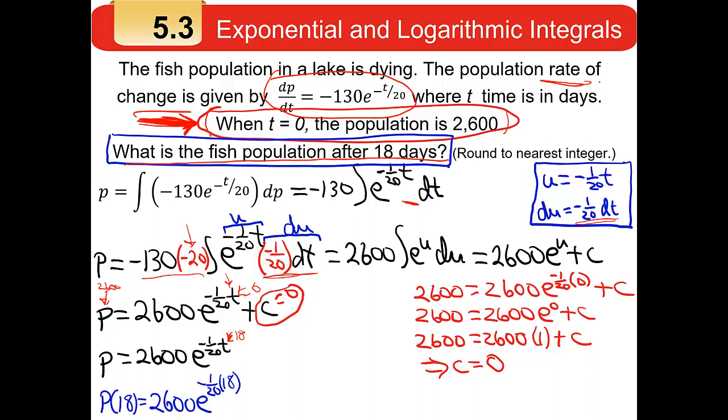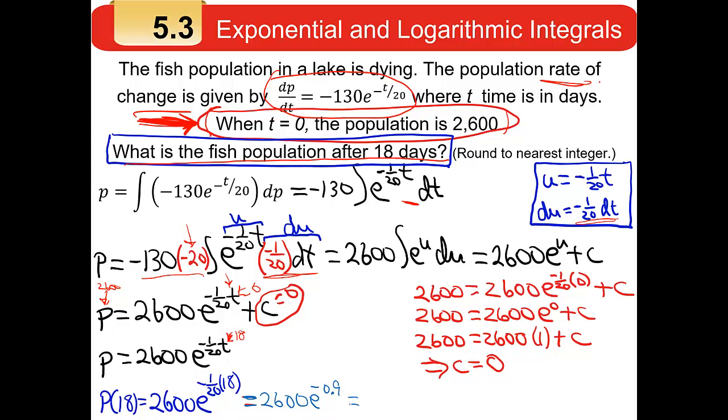So if I plug t equal 18 into the population function, I end up in the exponent with a negative 1/20th times 18, and that comes out to be negative 0.9. So that gives me 2,600 e to the minus 0.9.